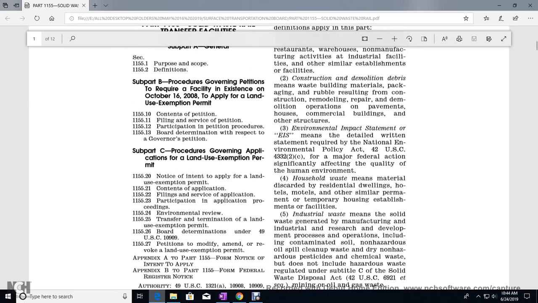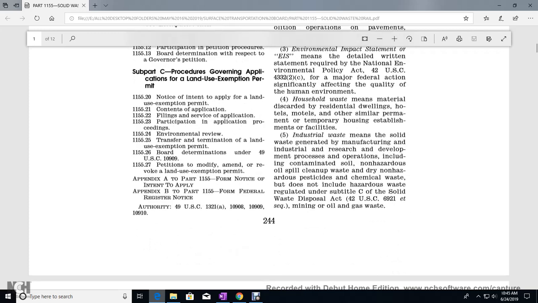Environmental impact statement, or EIS, means the detailed written statement required by the National Environmental Policy Act, Title 42 U.S. Code 4332(2)(C), for a major federal action significantly affecting the quality of the human environment. 4. Household waste means material discarded by residential dwellings, hotels, motels, or other similar permanent or temporary housing establishments or facilities.